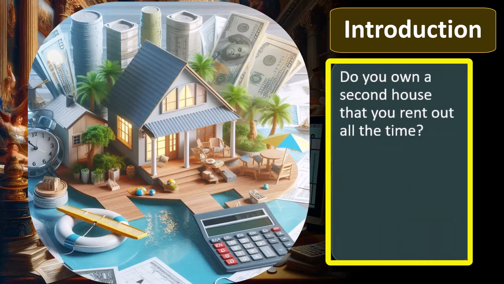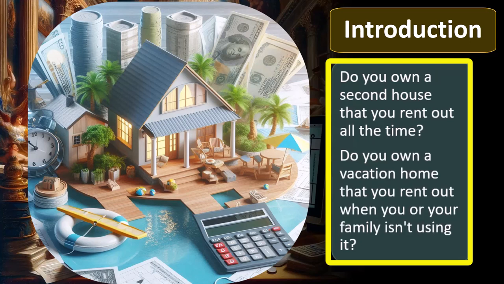Introduction. So do you own a second house that you rent out all the time? If you're a more well-off individual, then you might have a second home, and that might be the place that you're renting. So do you own a vacation home that you rent out when you or your family isn't using it? This is one of the complications that come into play with rental property, because you might hold rental property as basically a vacation home, which you might visit from time to time, which makes it not business property completely, but partially personal property.